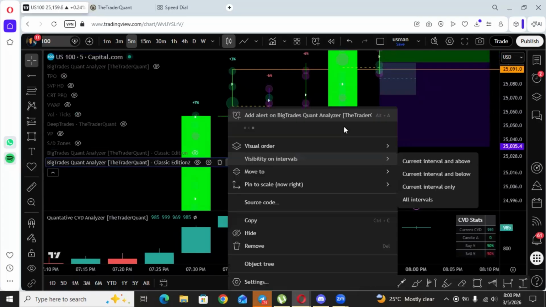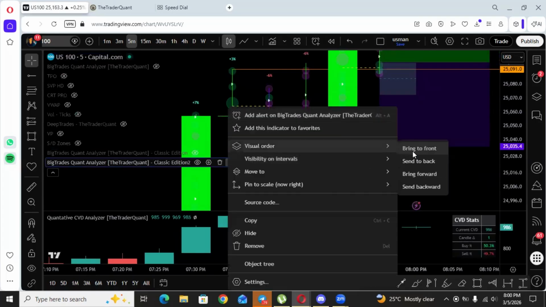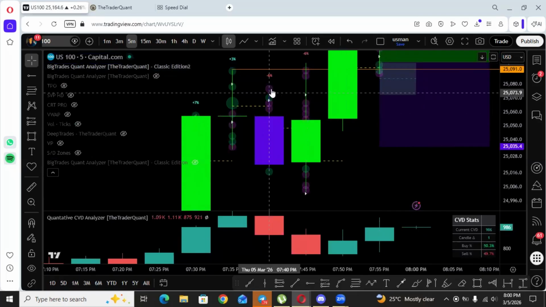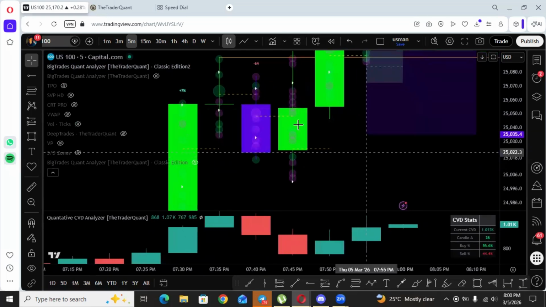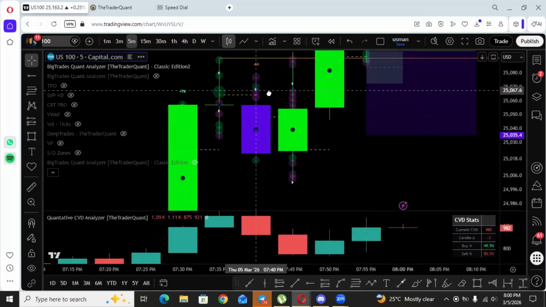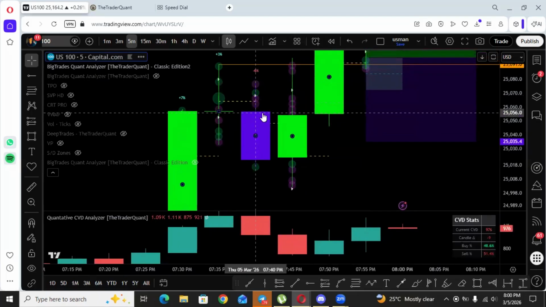Sellers showed their aggression at this point, absorbed all the buying, and again pushed the prices down. But what is the difference between this candle and this candle? Absorption happened in both of these candles, but in this candle, sellers gave a follow through to the aggression that they showed.